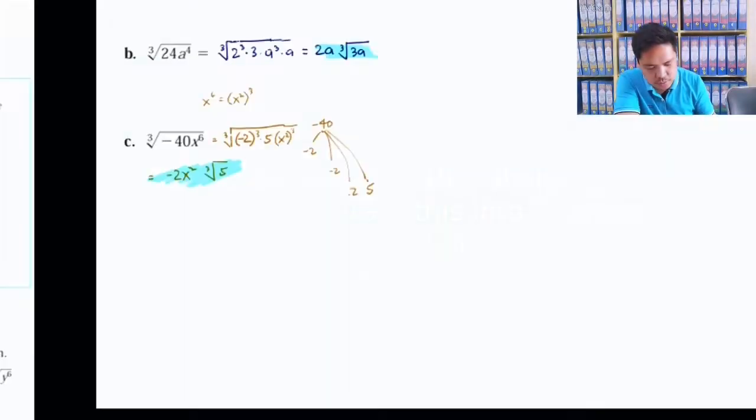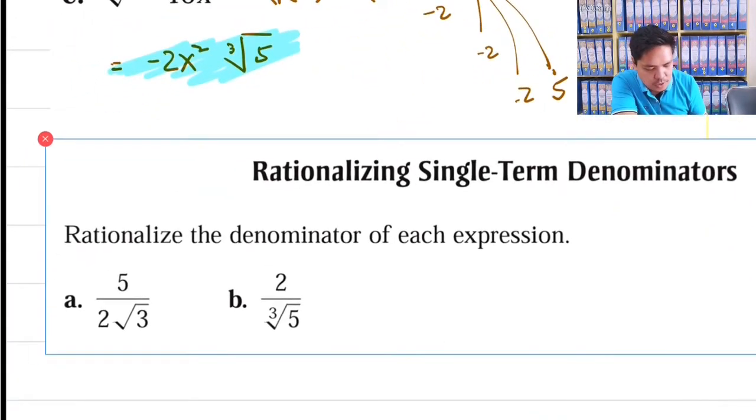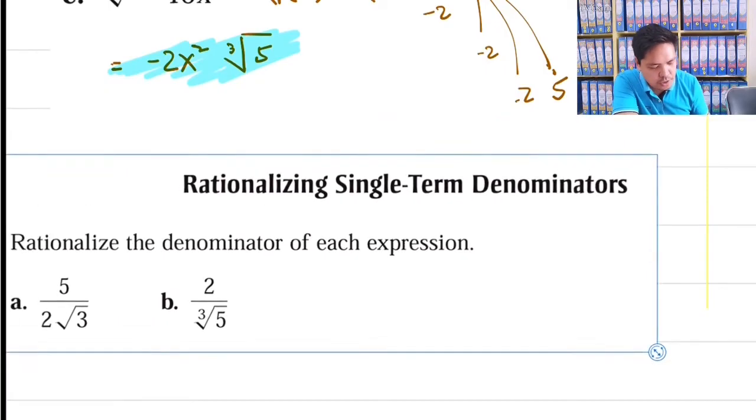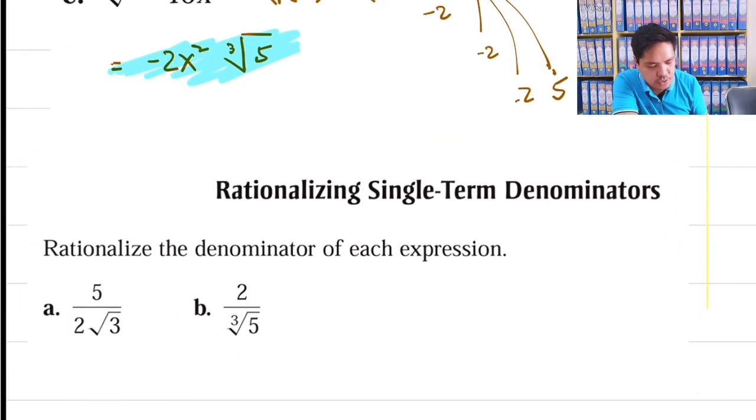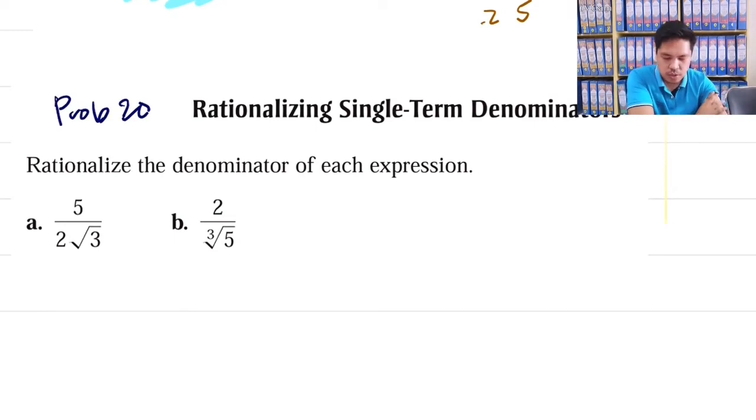This is now problem number 20. Kalain nyo, ababa tayo sa problem 20 for our third lesson. So for problem number 20, we have this. Problem 20. Rationalizing single term denominators.